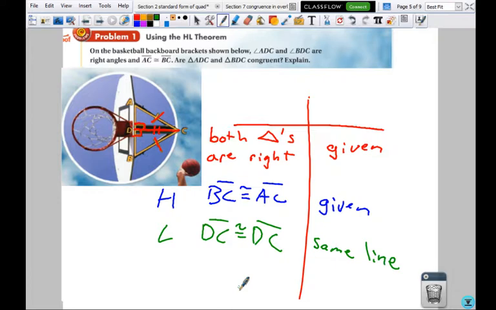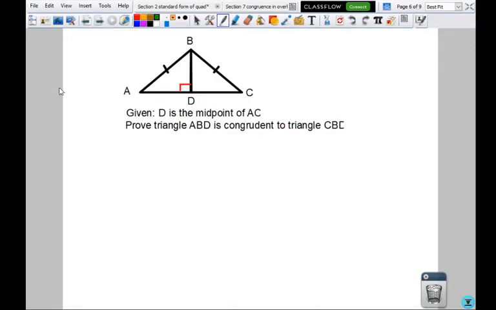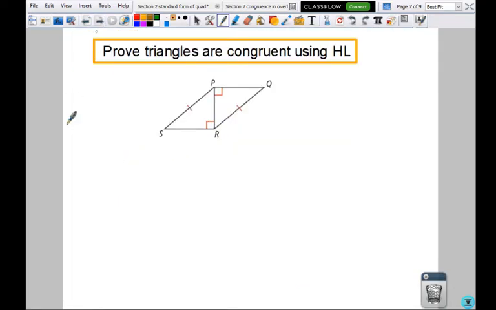Anybody still working on this? Same line, same name. Alright, so we are skipping this one, and we are looking at this one. On your own, work on a two-column proof. Then you guys are going to help me out. Remember, you are looking at HL, so we need three things. We need to show we have right triangles, we need to show hypotenuses are equal, and we need to show one pair of legs is equal.